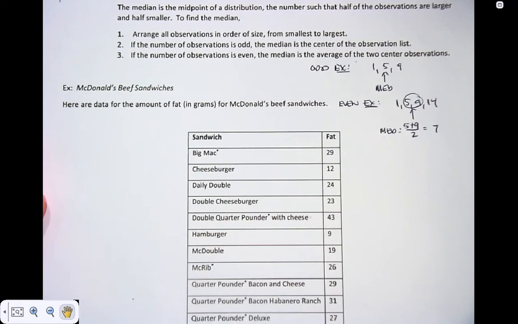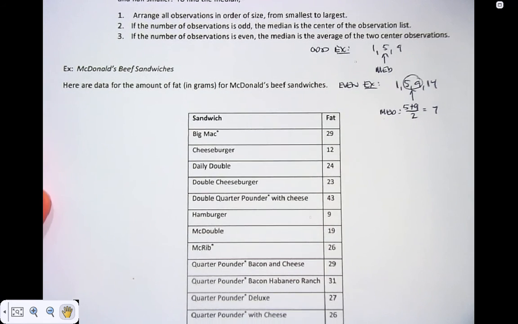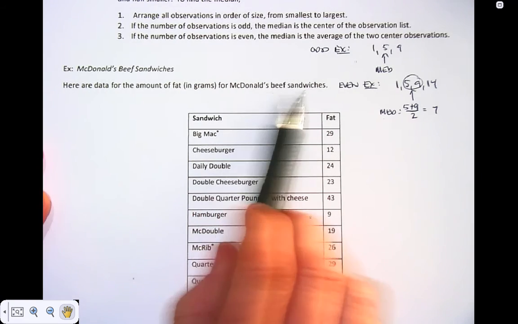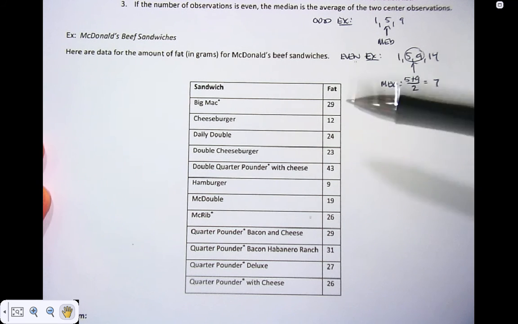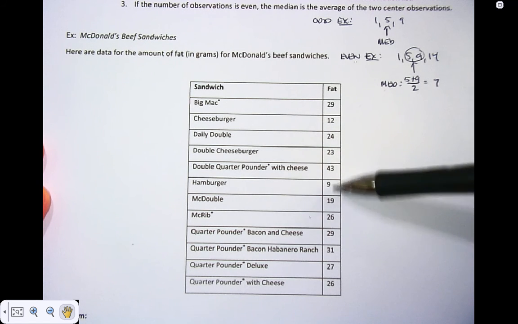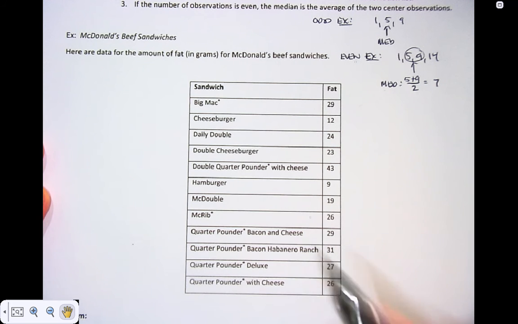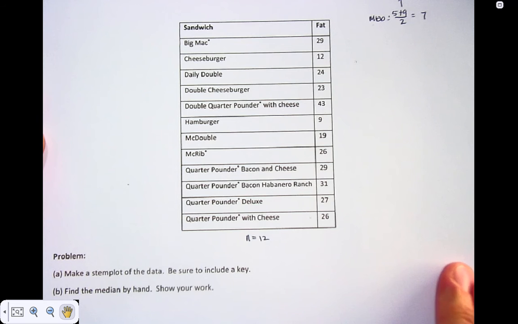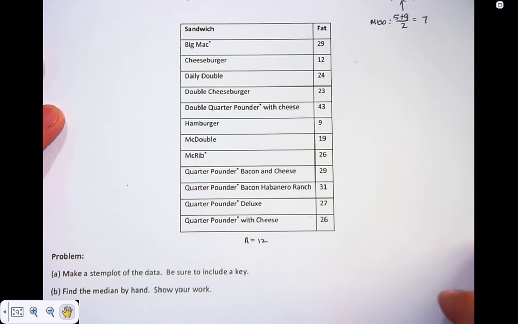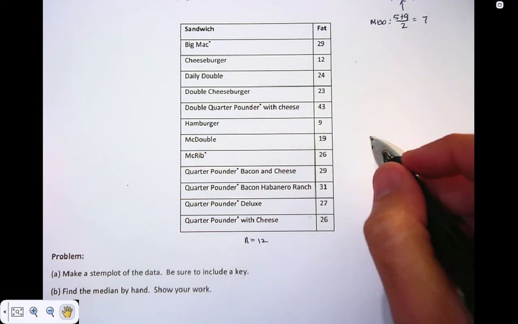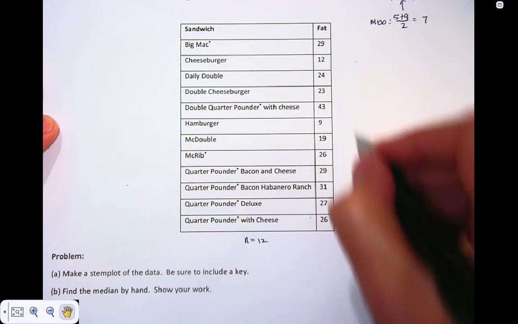Okay, so we're going back here. This is different, right? This is the data of fat in McDonald's beef sandwiches. So the front page was chicken and fish. Now we're going to beef. We've got a total of 1, 2, 3, 4, 5, 6, 7, 8, 9, 10, 11, 12 sandwiches, right? So we know that n would be equal to 12. Okay, just some facts here. And it wants us to make a stem plot, include a key, and then find the median by hand. Okay, so what we're going to do is let's order this in order from small to big.